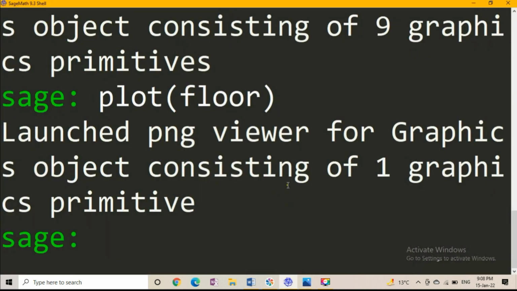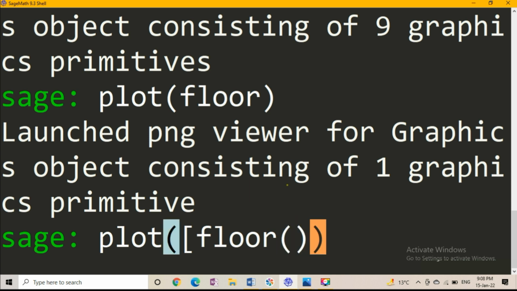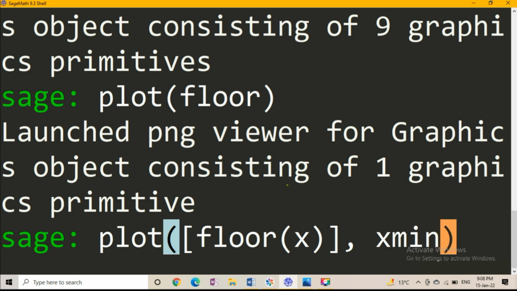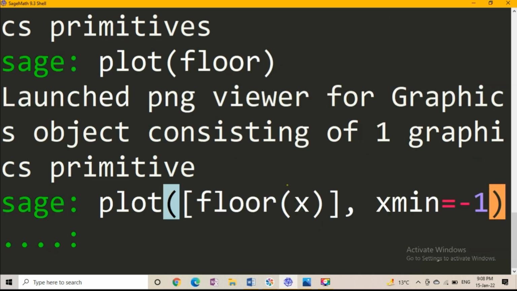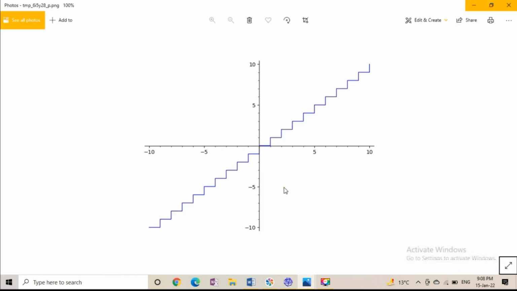So we write plot in a square bracket floor, and in parentheses we put x, and close the square bracket, insert a comma, xmin is equal to minus 10, xmax is equal to plus 10, then press enter. We get the graph of the greatest integer function, the floor function.